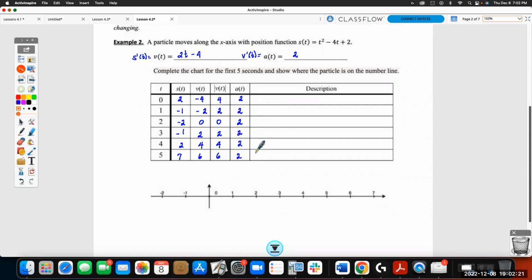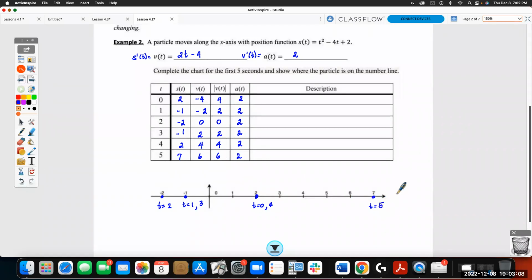Okay, now let's put this in our number line, the position function. So at time t equals 0, this is the initial position, at 2. At t equals 1, it is at -1. At t equals 2, the object is at -2. At t equals 3, it goes back to -1. At t equals 4, it goes back to +2. And at t equals 5, it moves up to 7.